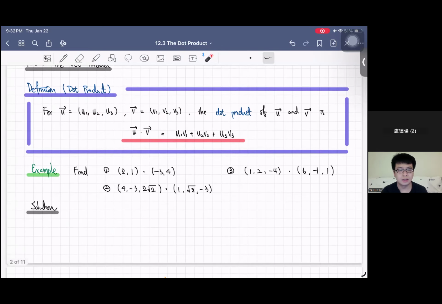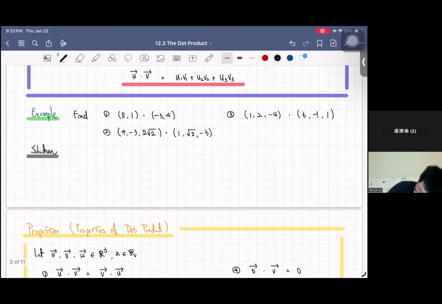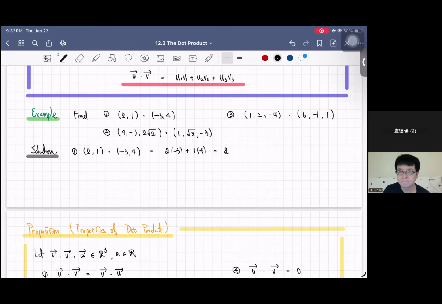First of all, I want you to find the dot product between (2, 1) and (-3, 4). So let us try to do that. Let me just copy it. So (2, 1) dot product with (-3, 4) is simply you multiply everything entry-wise, 2 times -3 plus 1 times 4. Okay. Then you get -6 plus 4, so that's -2. So the dot product between these two vectors, these two-dimensional vectors, is -2.